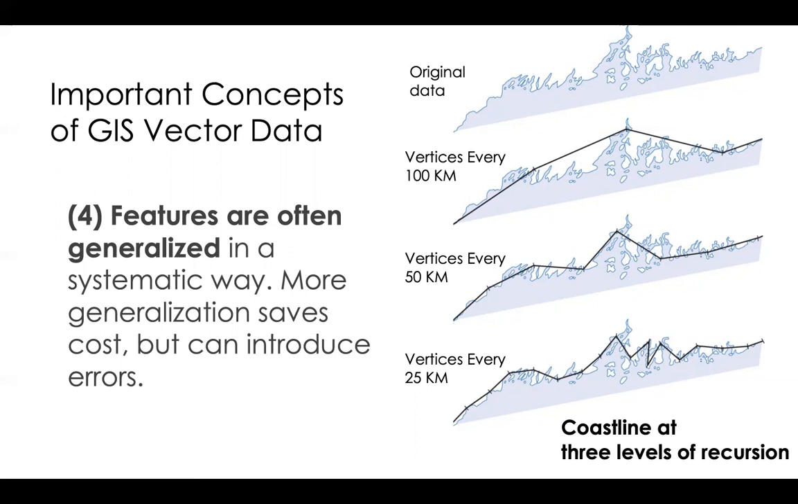In these graphics, we've removed those vertices except every few kilometers. Bottom one shows every 25 kilometers that we have a vertex. The next one up, vertices are every 50 kilometers. And the last one has vertices every 100 kilometers, which really generalizes that coastline.